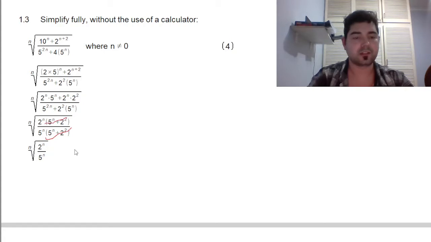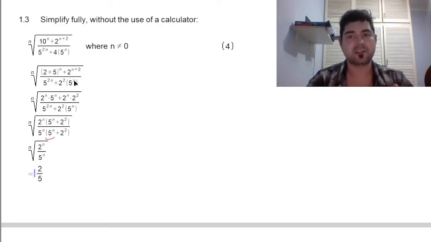All right, this is where we need to apply the exponent rule for roots, or for fractions. We have 2 to the power of n, the nth root of that is just going to be 2. And 5 to the power of n, the nth root of that is going to be 5. And that's your final answer there. Okay. So this is a bit of a tricky one.